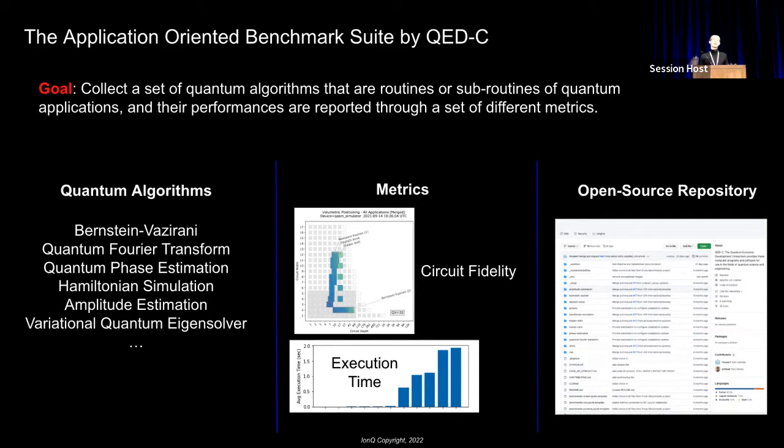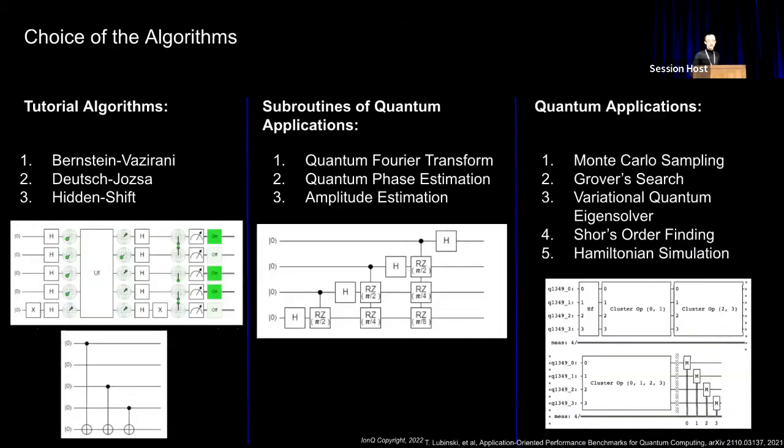And the second part is metrics. The most important one is circuit fidelity, which just measures the success probability of the circuit that you run. And we also report timing, such as execution time and initialization times, along with other metrics, such as circuit depths or 1 to 2 qubit gate ratios. And all of this code and these algorithms are in this open source repository that everyone can just download and use and contribute to.